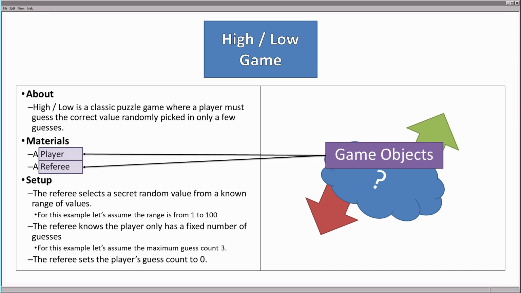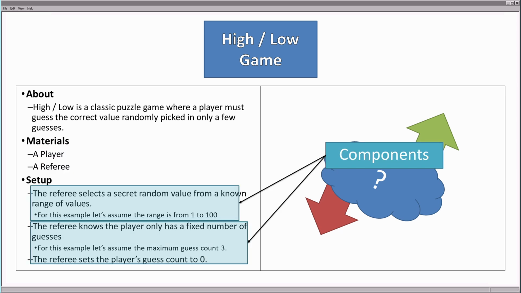First, we can immediately identify the game objects that are listed in the materials section. Both the player and the referee are the only two game objects in our system. This is a good time to note that the referee acts as a game's official. The game manager may appear in many different forms in the future, but the concept is still the same.